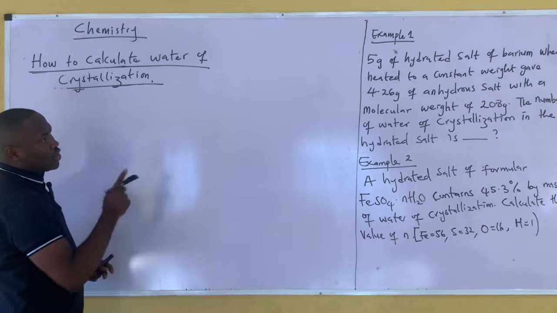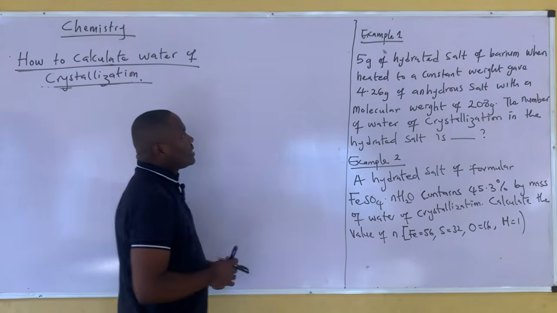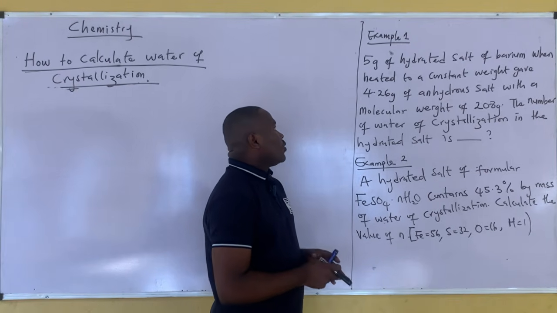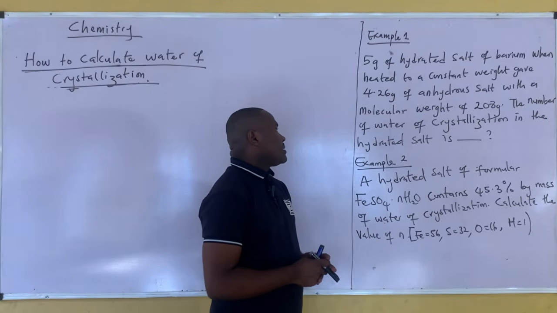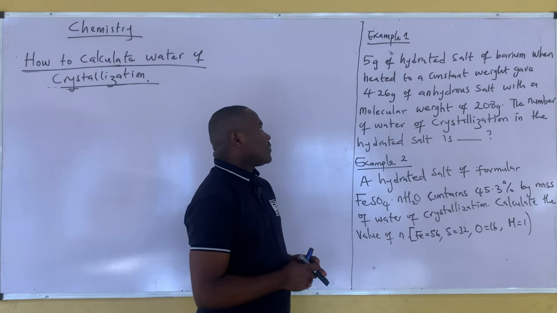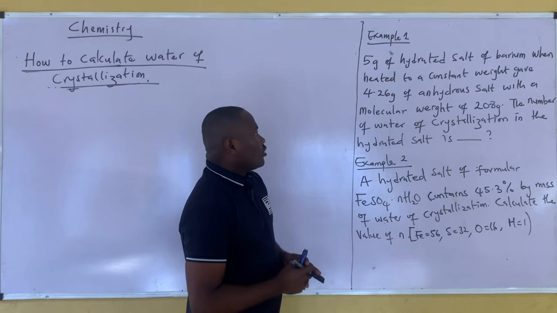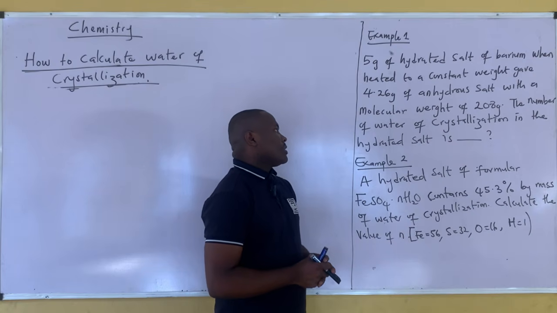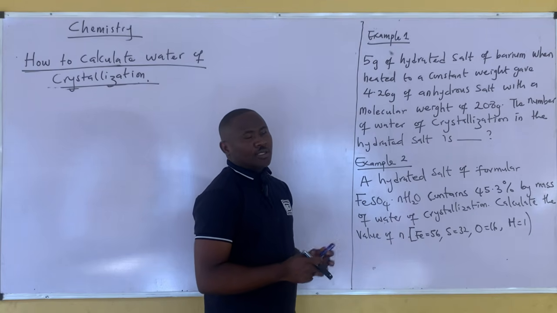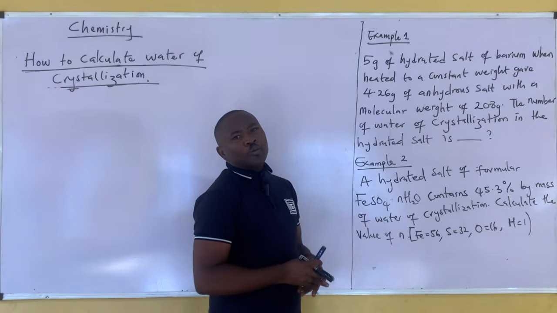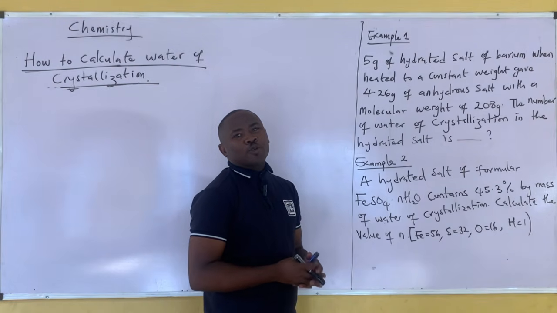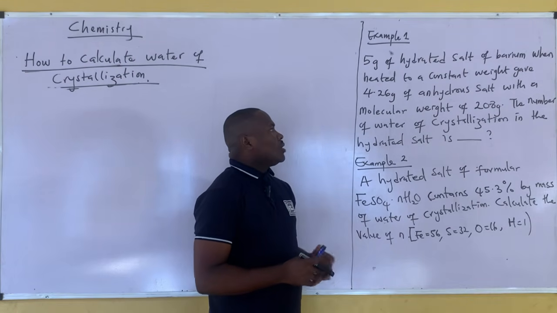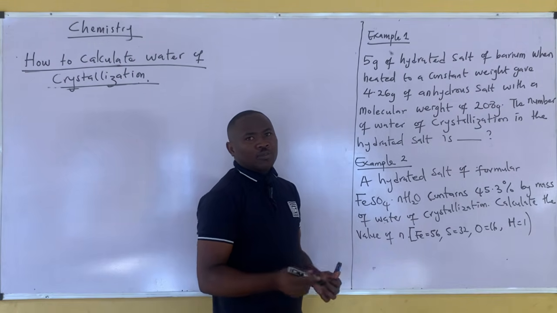Now let's look at question number 1. Question number 1 says 5 grams of hydrated salt of barium when heated to a constant weight gave 4.26 grams of anhydrous salt with a molecular weight of 208 grams. The number of water of crystallization in the hydrated salt is this. I know some people have shortcut formulas, but I'll show you a simpler way that it can be solved.